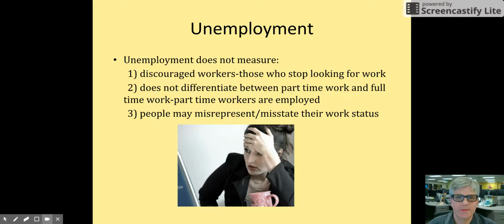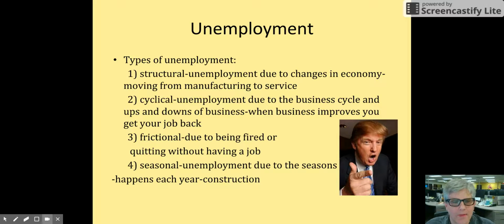And then also people can misrepresent or mistake their work status. They might be embarrassed, or they might not say what they are. So the unemployment rate can be a little bit off. There are 4 types of unemployment. There's structural unemployment, unemployment due to changes in the economy, when we moved from agriculture to manufacturing, or from manufacturing to service. Some people say we're looking at maybe moving from service to the information or .com economy.